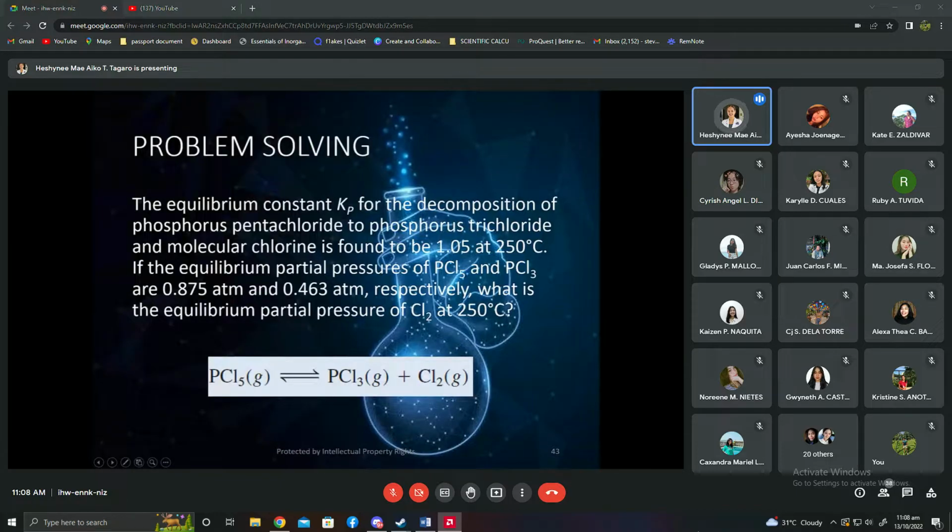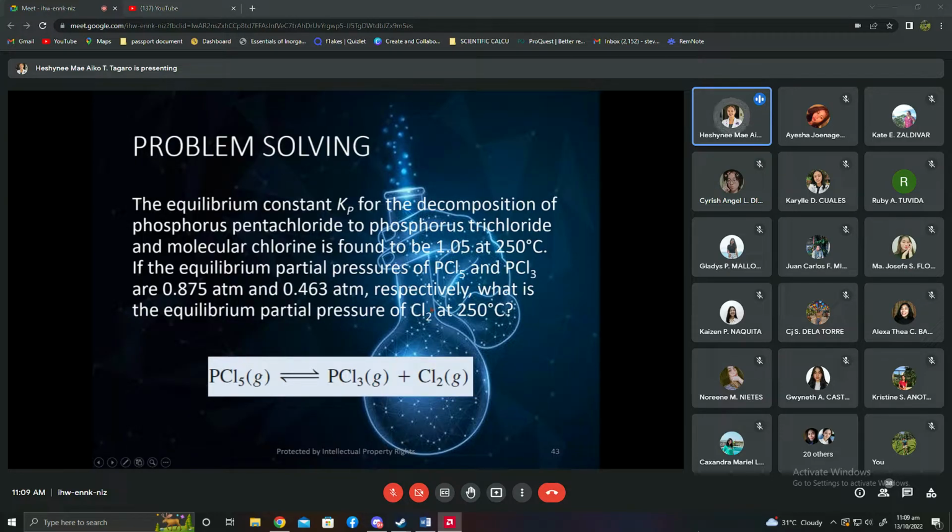So the first thing that you're going to do is write the KP expression. After writing the KP expression, then substitute the value. So this time, guys, given na ang KP. Mas easy kung ang KP ang isolve. But no, given ang KP, which is 1.05, given man ang pressure sa PCl5 and PCl3.